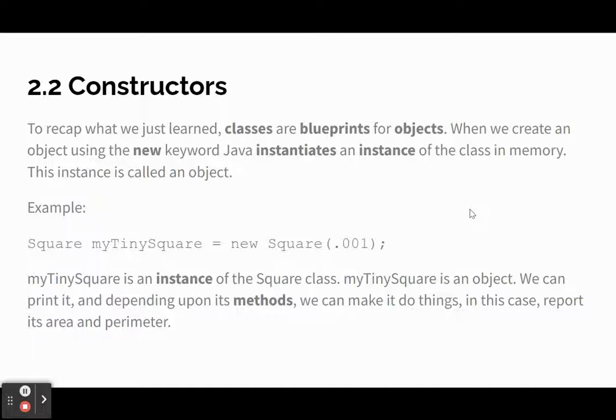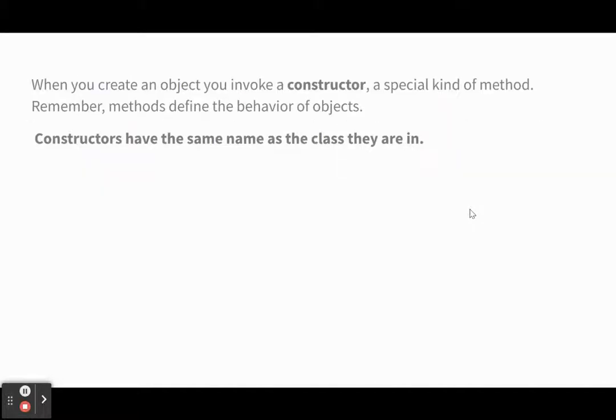So in this example, myTinySquare is an instance of the Square class. myTinySquare is an object. We can print it. We can call its methods, make it do things. In this case, tell us the area or the perimeter. When you create an object, Java is looking for and then calls the object's constructor. So that's a special name of a type of method. Constructors always have the exact same name as the class they are in.